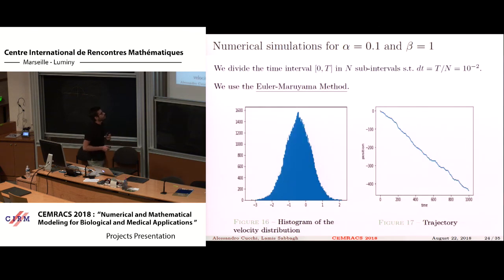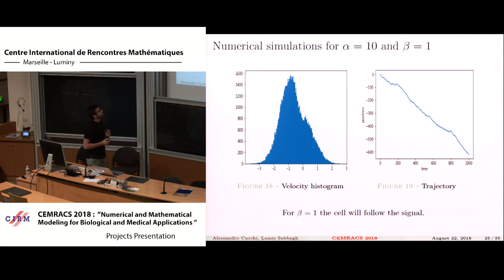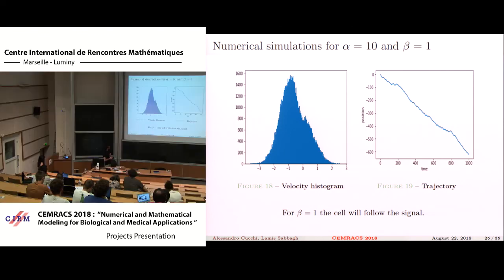We computed a numerical simulation. As before, we see that the histogram is centered on the negative side, and there is a more direct motion toward the signal. Here the noise is much lighter than before, with beta equal to 0.1. We tried the same simulation changing alpha to 10. Actually, yes, we can see that there is some probability of having velocity 0 or positive velocity, but still the most probable one is on the negative side, and also here we can see a direct motion towards the direction of the signal.